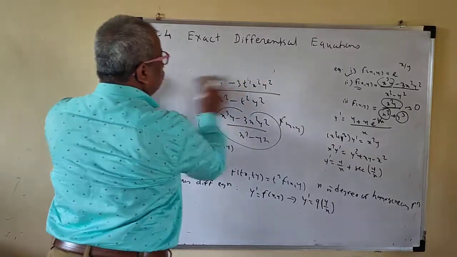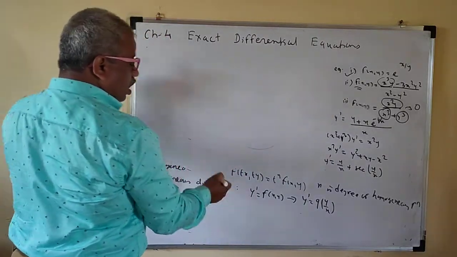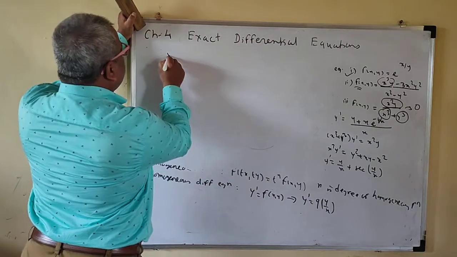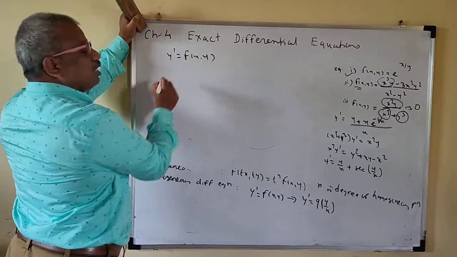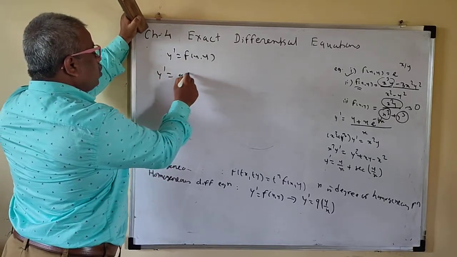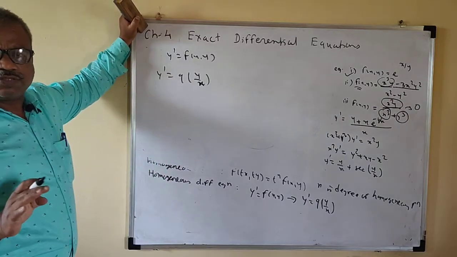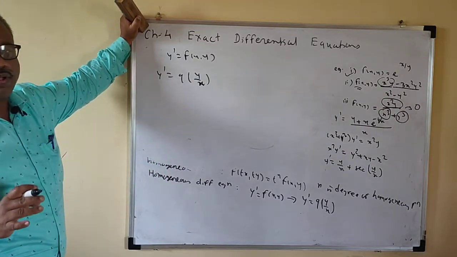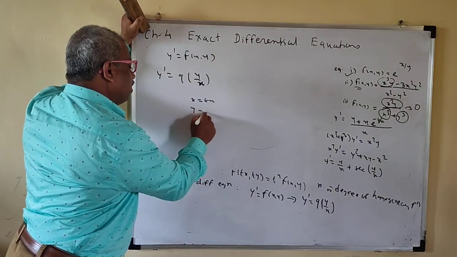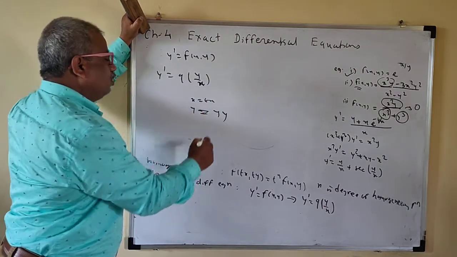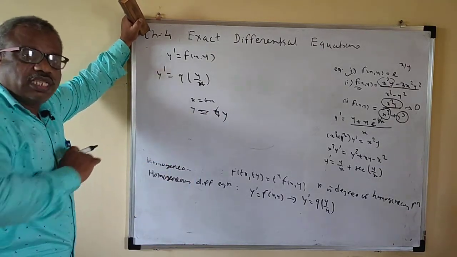Now, what does homogeneous mean? A function y equals f of x, y is said to be homogeneous if it can be expressed in the form g of y by x or x by y. Y by x or x by y, it doesn't matter. It means that if you put x equal to tx and y equal to ty in your homogeneous differential equation, the t should get cancelled.